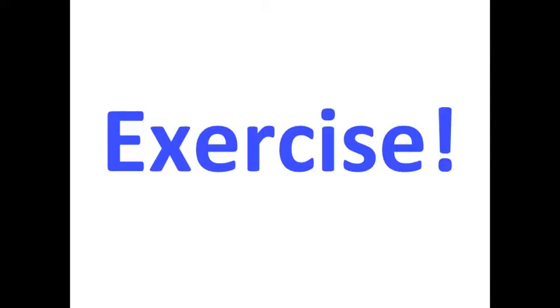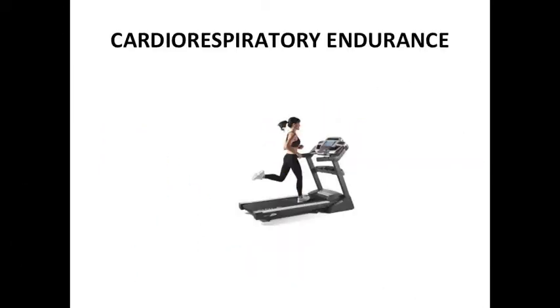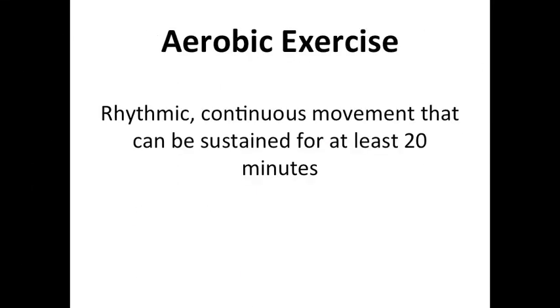So we've talked about components of fitness and how to measure or assess those components. Now let's talk about how to improve and maintain those components. Cardiorespiratory endurance. Aerobic exercise is the best type of exercise to improve and maintain cardiorespiratory endurance. Aerobic exercise is any activity that involves rhythmic, continuous movement that can be sustained for at least 20 minutes.